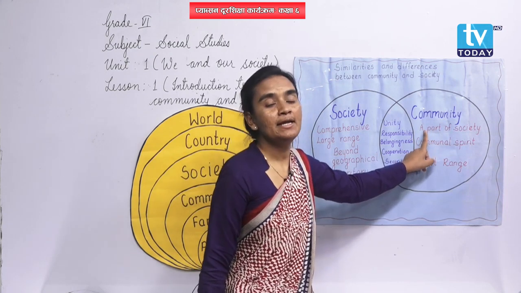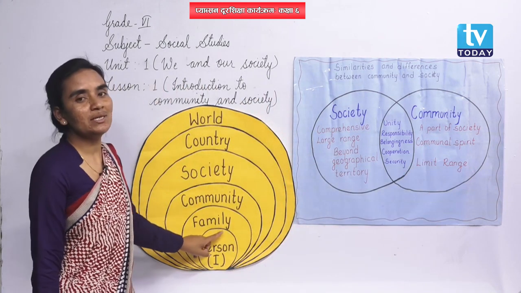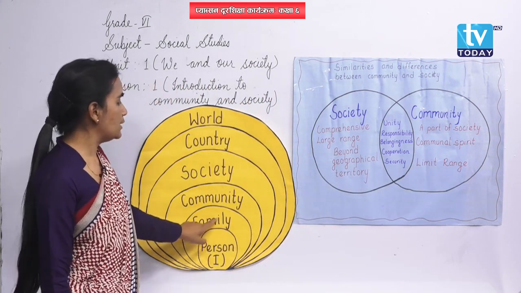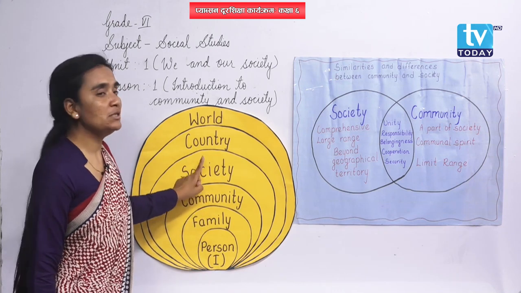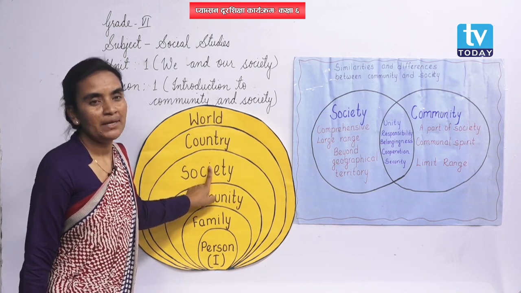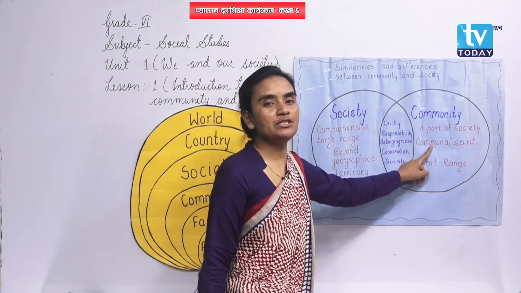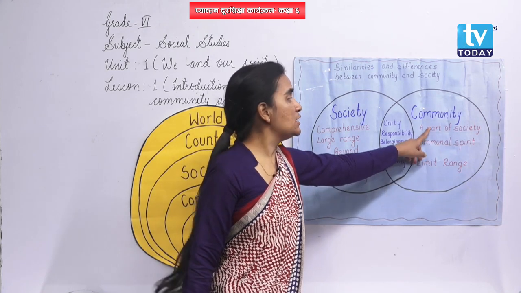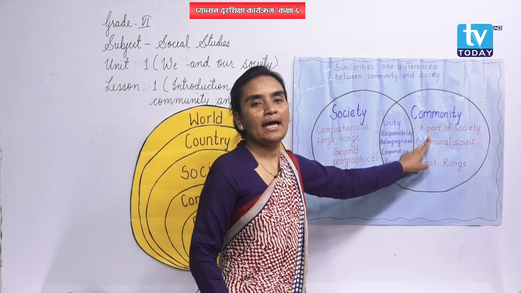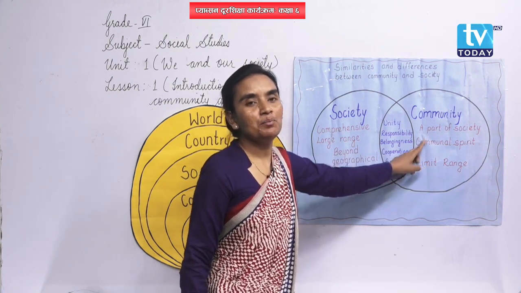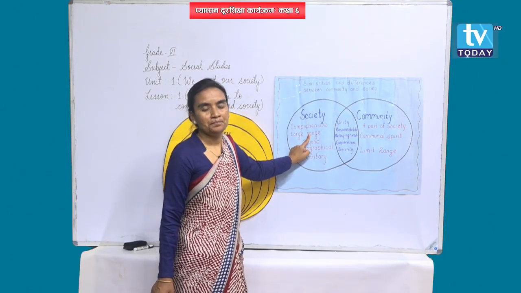Besides that, when we go to the salient features of community, the first one is that it is a part of society. When you looked at the concentric circle, you saw that after families, communities are created, and after communities, societies are created. So one of the most important and remarkable features of community is that it is a part of society. Different communities can come together to form a society.